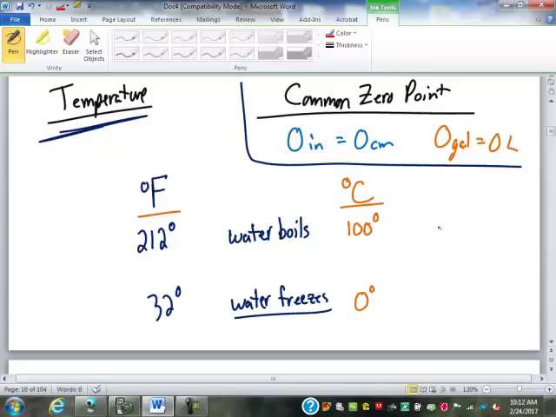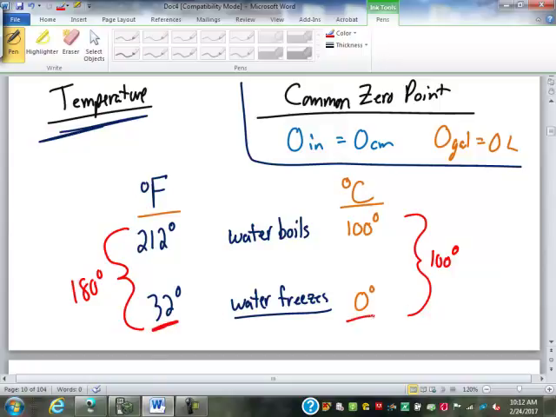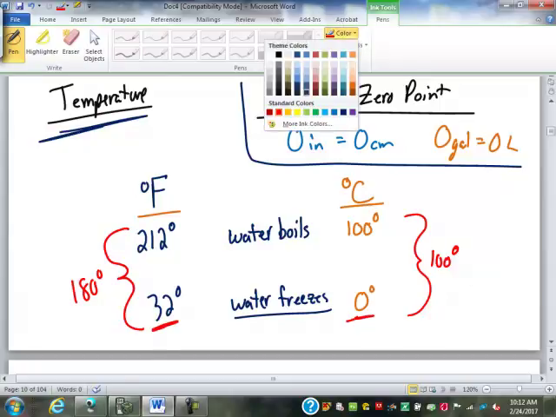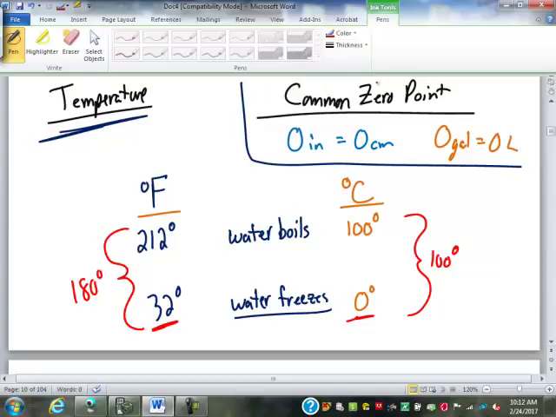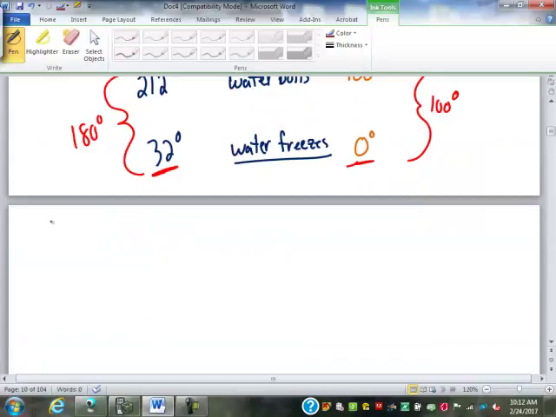But you can see here, not only is the size of a degree different, because from 0 to 100 is 100 degrees Celsius to get from freezing to boiling, and from 32 to 212 is 180 degrees on the Fahrenheit scale. So the size of a degree is different, but also the 0 point is different. There is not a common 0 point. So to convert from degrees Fahrenheit into degrees Celsius or the other direction, we cannot just use a unity fraction. We must use a formula.